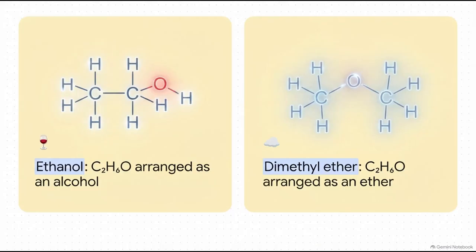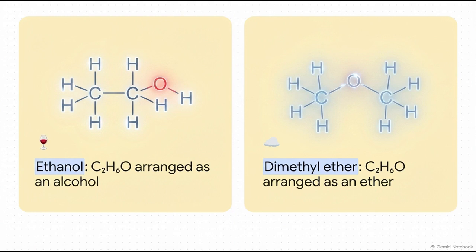Here is a totally classic example. Both of these molecules share the exact same formula, C2H6O. But look at what happens. In the first arrangement, those atoms form ethanol. The oxygen is bonded to a hydrogen, creating an alcohol group. Ethanol is a liquid at room temperature. It's the type of alcohol found in beverages.